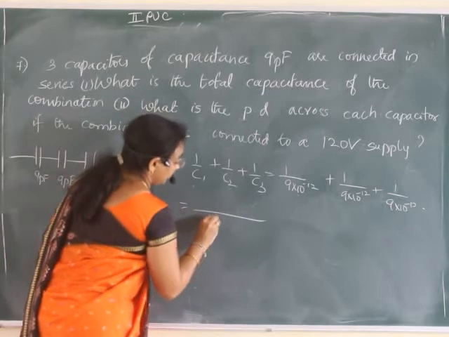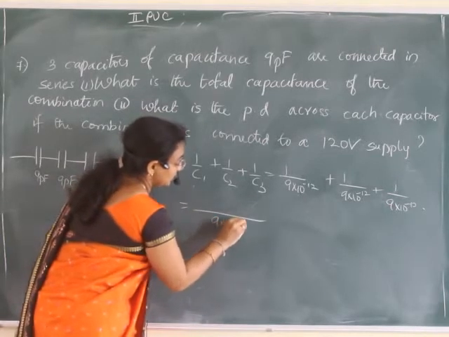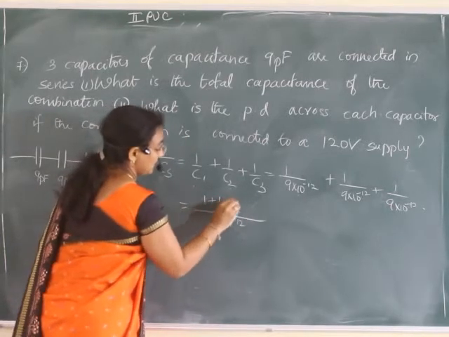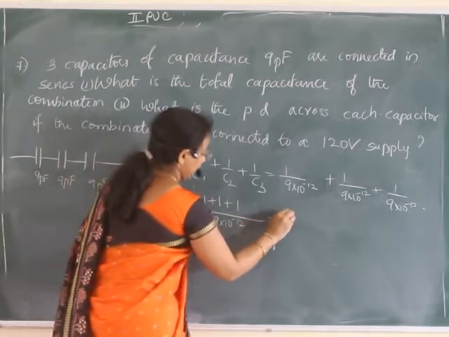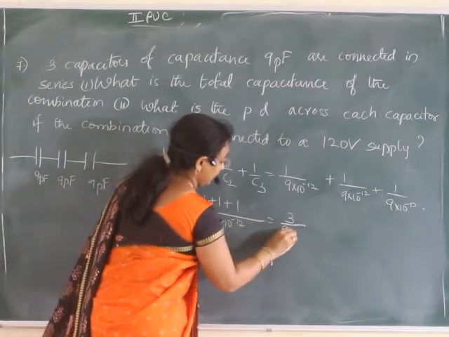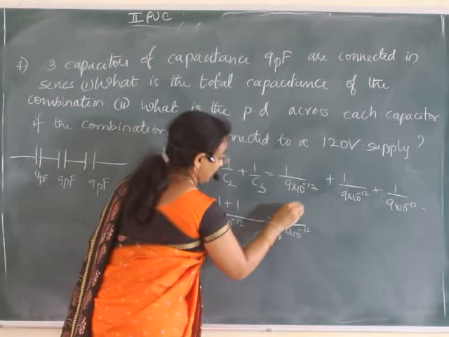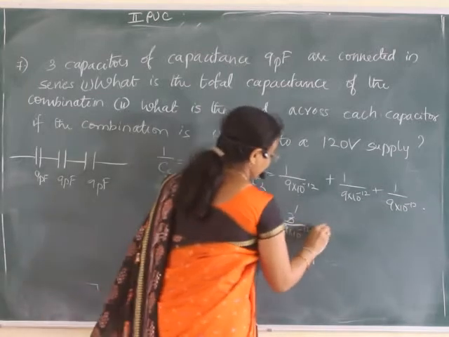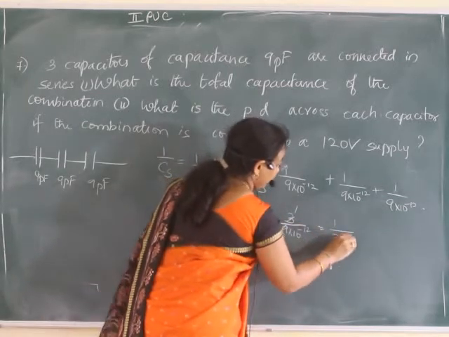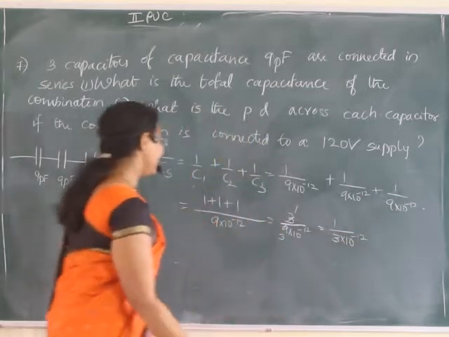Denominator is same, so 9 into 10 to the power minus 12. 1 plus 1 plus 1, that is 3 by 9 into 10 to the power minus 12. 3 ones are 3, 3 threes are 9. So 1 by 3 into 10 to the power minus 12 is nothing but 1 by Cs.